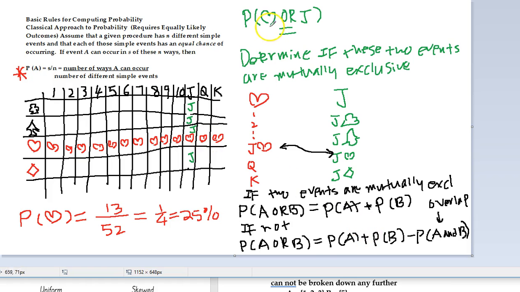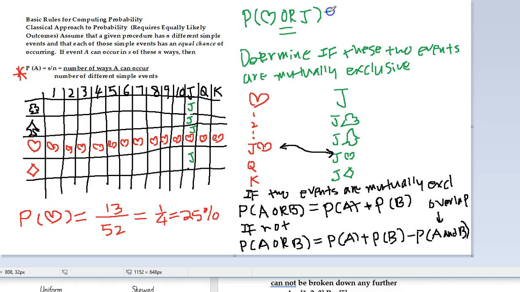Okay, so let's go back to this example here. We want to find the probability of either picking a heart or a jack. It doesn't matter which jack it is. When you look at the outcomes of the heart and the jack, we have a common outcome in both events. We can have the jack of hearts on the left-hand side with the hearts, and we can also have the jack of hearts with the jacks. So these two are not mutually exclusive.